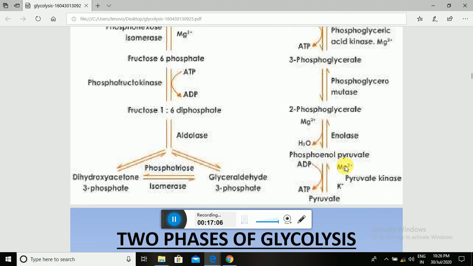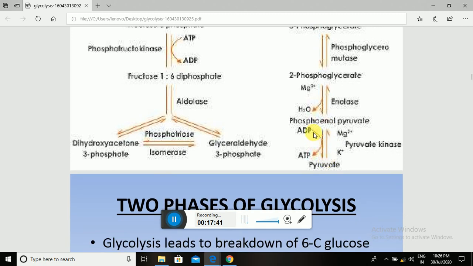Then this 2-phosphoglycerate is converted into phosphoenol pyruvate with the help of the enzyme enolase. This enzyme requires the cofactor Mg2+, and one molecule of H2O is released. That is a dehydration reaction.